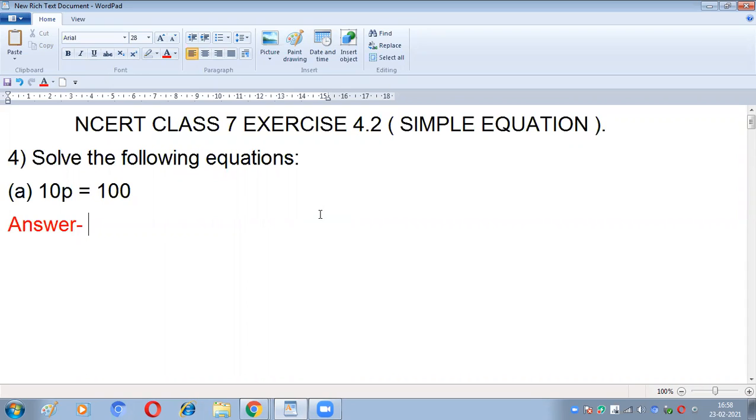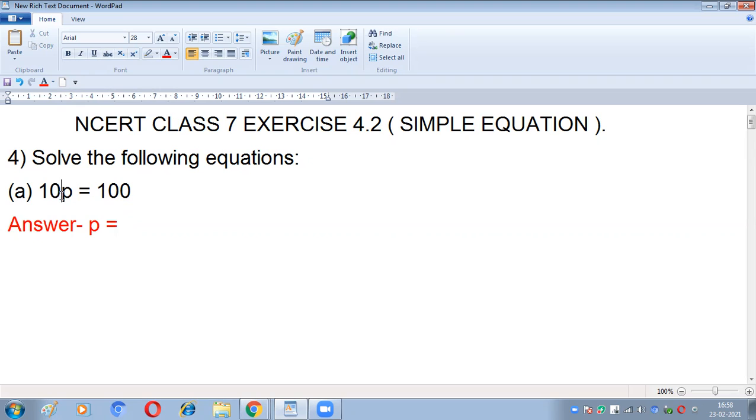A is 10p equals 100. Here we do not have to give the steps, we just have to solve this. The variable is p, and we have to find the value of p. Here there is only one number, which is 10.